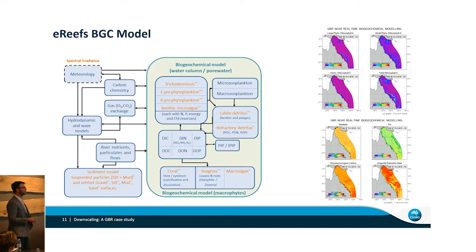So this model is now running in near real time. It's been running in near real time for the last 5 years and produces daily output of pretty much all state variables and then a set of derived variables as well, like degree heating weeks for coral bleaching.